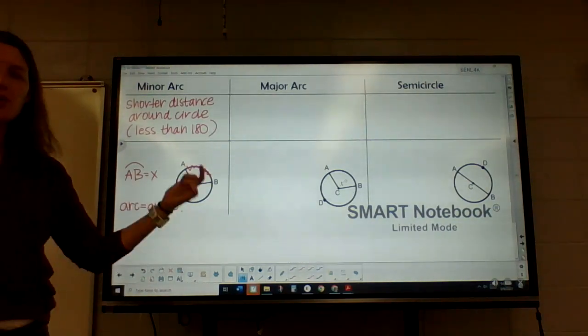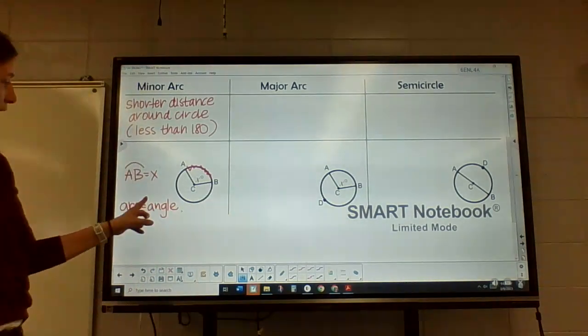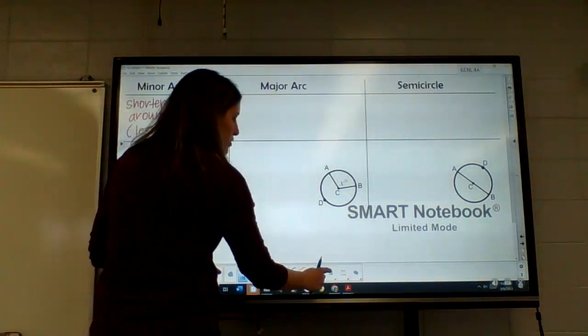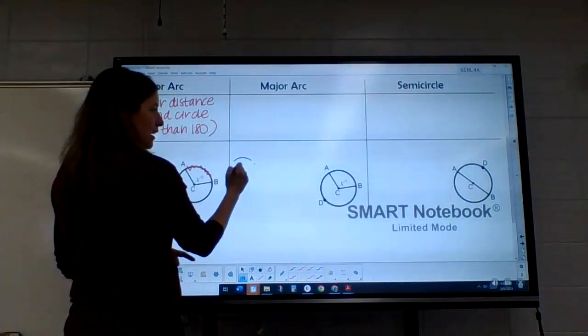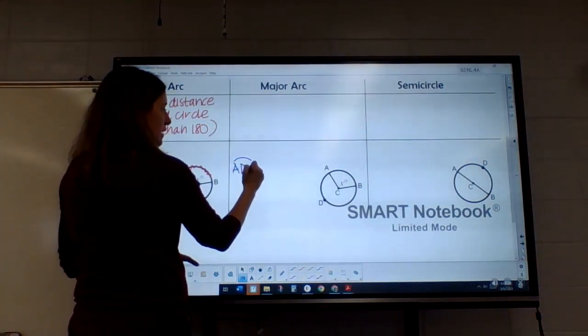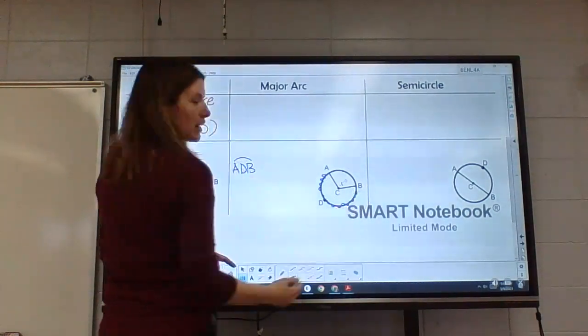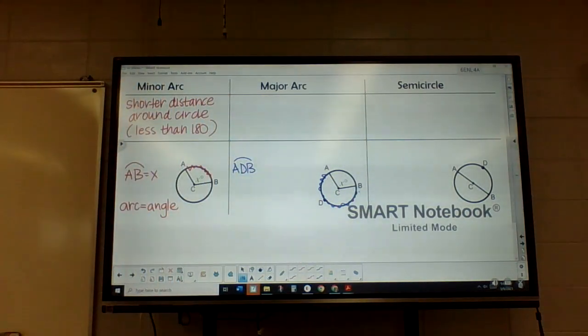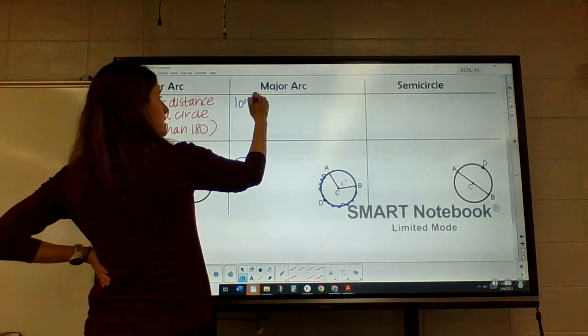Then the major arc would be like going the long way around. And rather than just using the same 2 letters, the A and B, to help you with this they're going to use 3 letters. So they're going to call this arc ADB. That way I know I'm going through D to get there. So I'm going the long way around. So it's the longer distance around the circle. It's going to be more than 180 degrees.